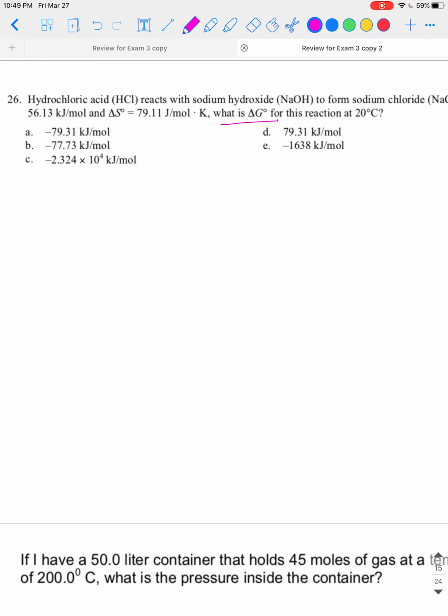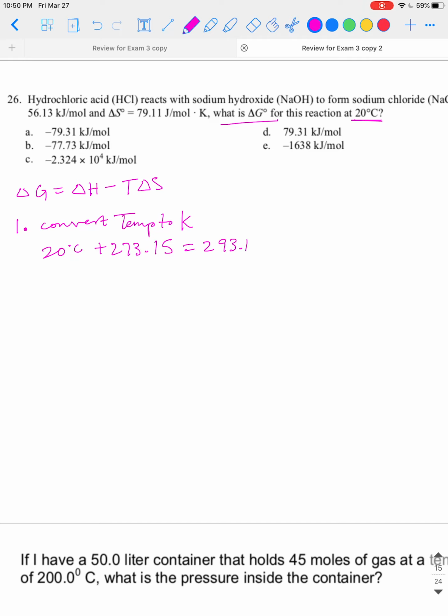Okay, so this is a delta G problem. We're calculating delta G. So what is the equation for delta G? We'll write that out. Delta G equals delta H minus T delta S. So we're given the temperature over here at the end. Remember, the first thing we have to do is convert temperature to Kelvin if it's not already in Kelvin, and here it's not. So 20 degrees Celsius plus 273.15 is going to give us 293.15 Kelvin. This is the temperature we will plug into our delta G equation.